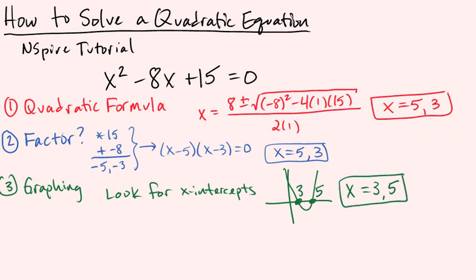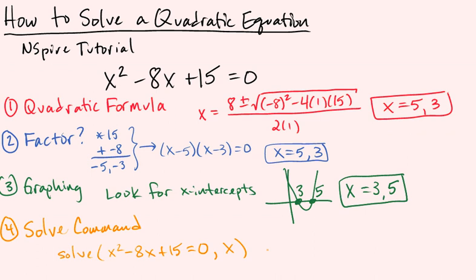And the fourth method I will acknowledge is that if you have the Nspire CAS, why did we do all this work when we could just do the solve command? And yes, there is a time and a place for the solve command. It's not every problem, but maybe you know how to do it. It's a very simple command. You literally just type solve. Write in the equation x squared minus 8x plus 15 equals 0. And then the syntax of the calculator is you have to do comma x. And that's what you would type in.